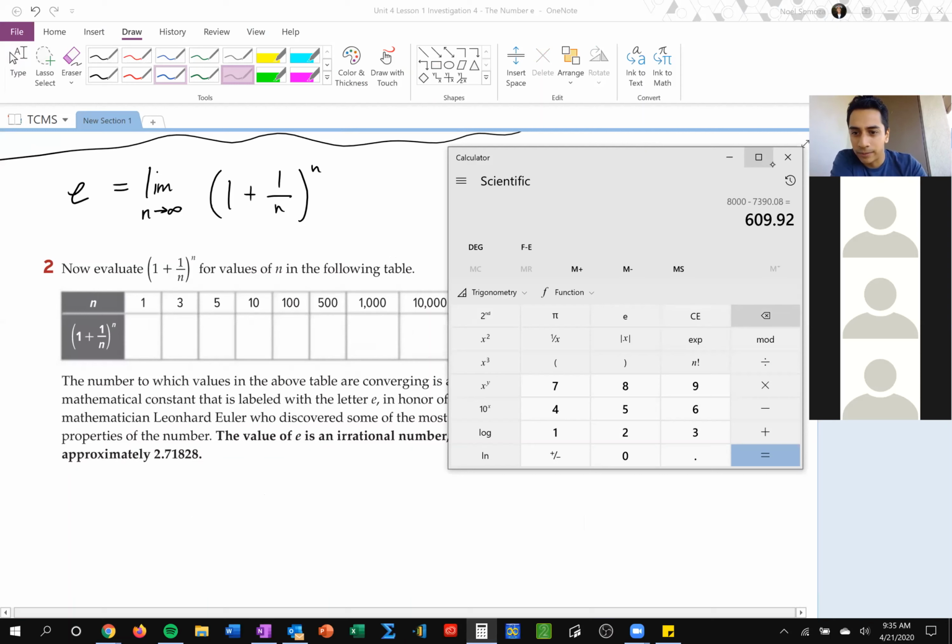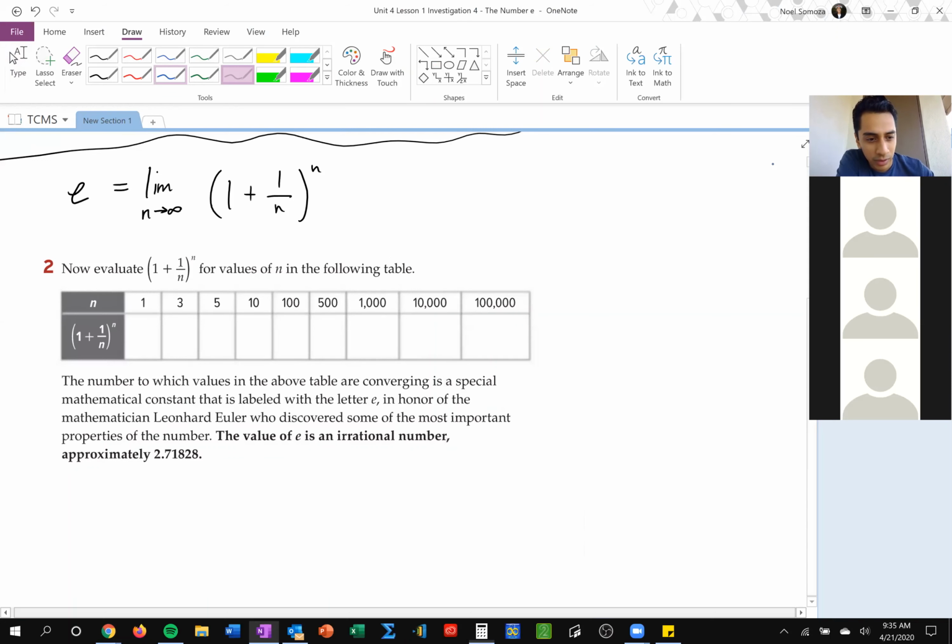So let's see what we got. We have 1 plus 1 over 1, and then n shows up there as the power, so to the first power. If you simplify the inside, that basically gives you 1 plus 1 to the first power, and that's just 2 to the first power, which is essentially just 2, okay?